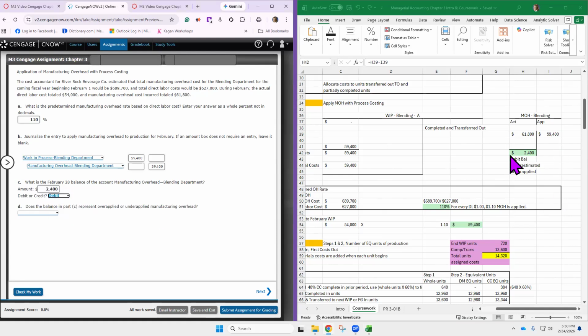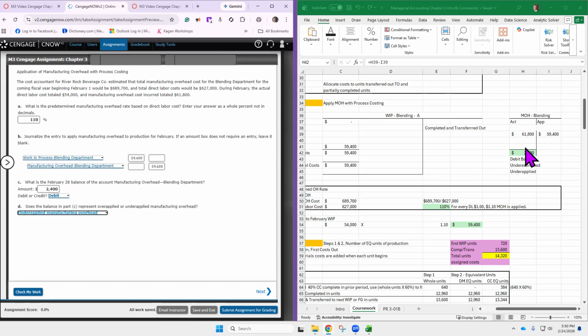You need to understand that if you have a debit balance in this account, it's underestimated, under applied. The actuals were more than applied. The opposite is true if this account has a credit balance: then we have over applied and overestimated. So once again, the debit side means that you didn't apply enough. It was under applied. This is actual, this is estimate.